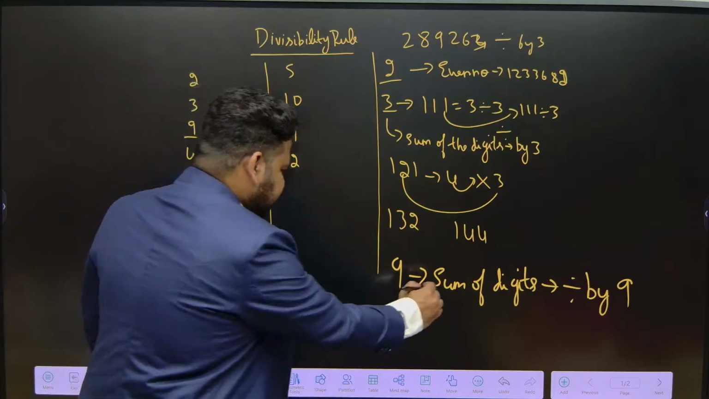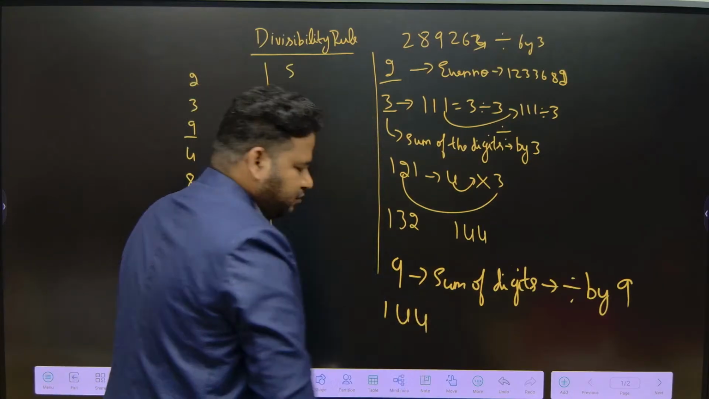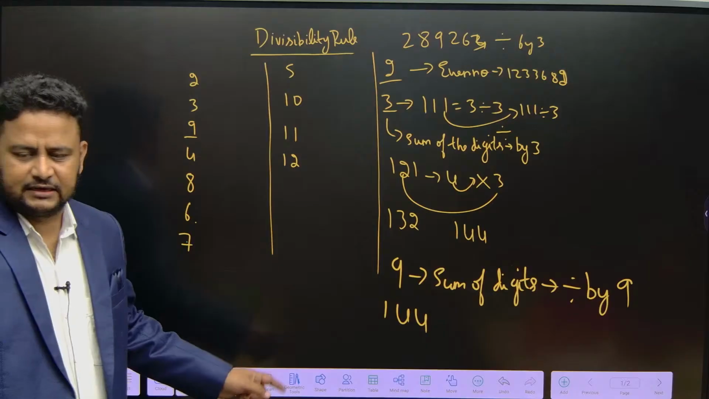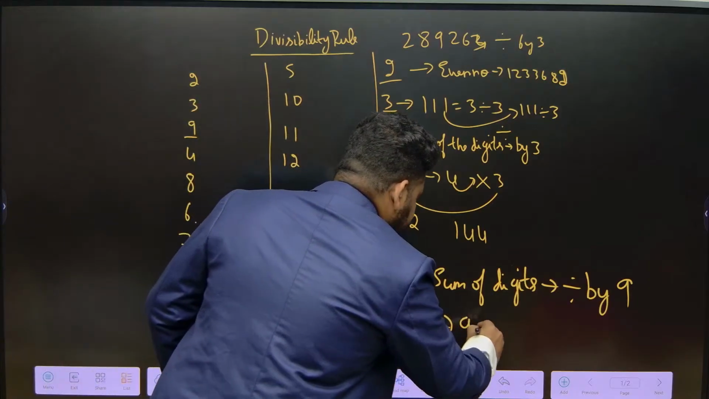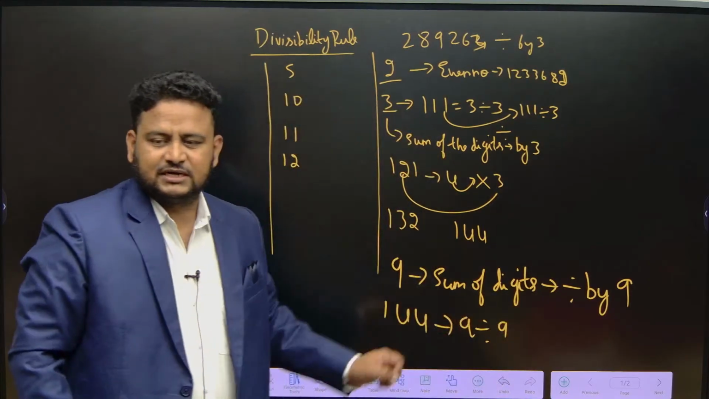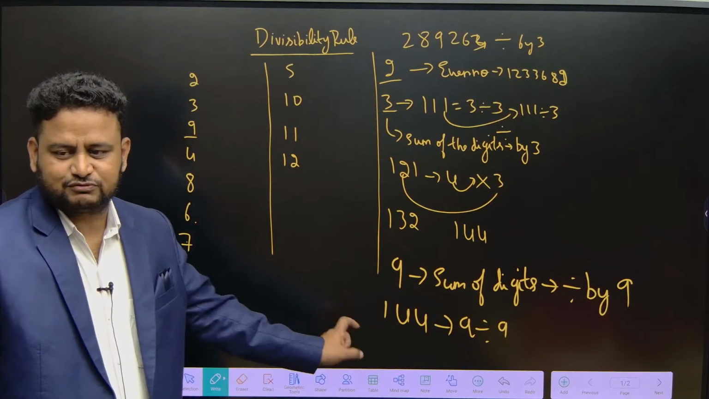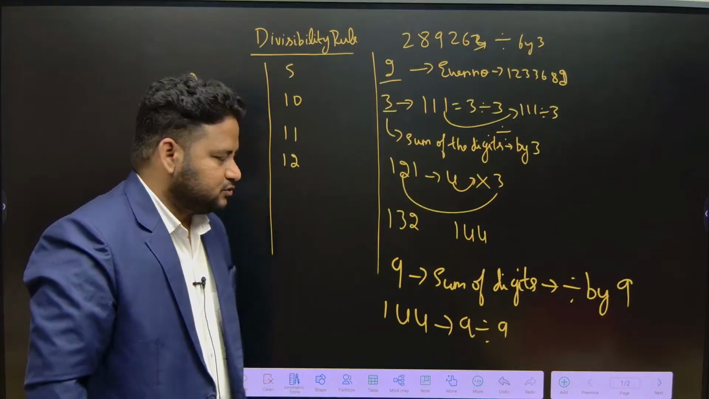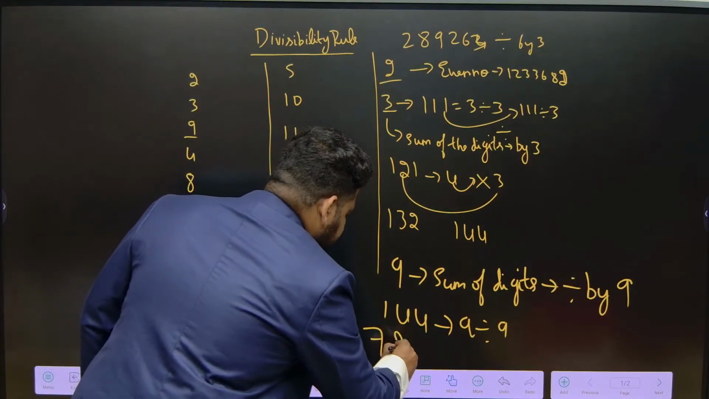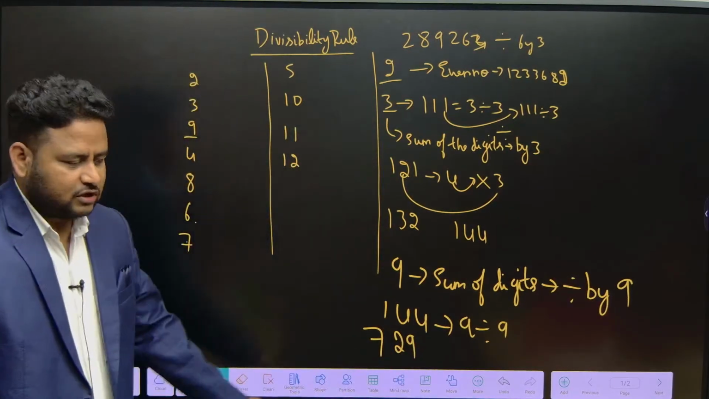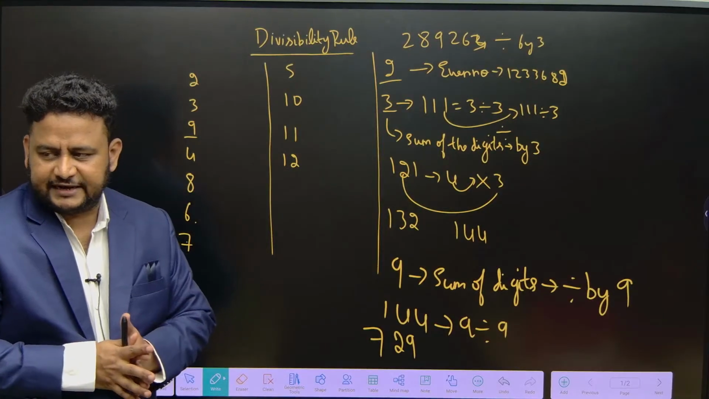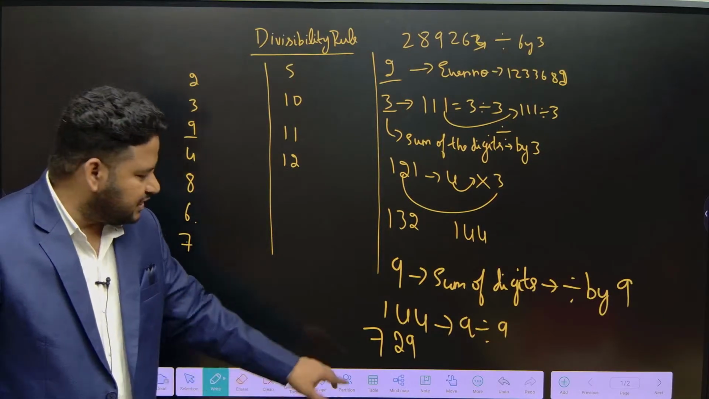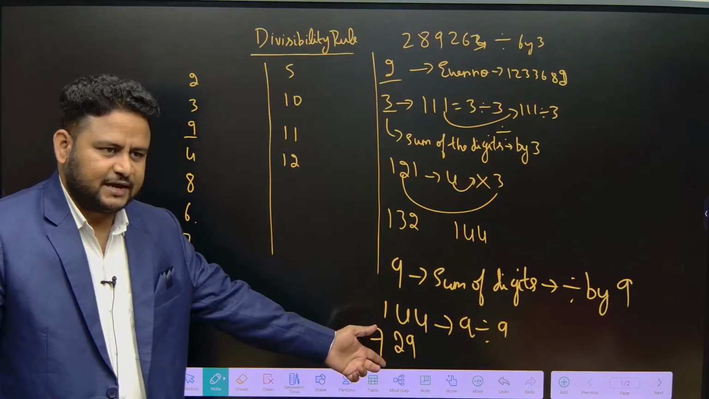Okay, so let us take a number. 144. What is the sum here? 9. So definitely 9 is divisible by 9. Definitely 144 is divisible by 9. Actually 16 9s is 144. Okay, so 144 is also divisible by 9. So if I tell 729, what is the sum here? 18. 18 is divisible by 9. Definitely 729 is also divisible by 9.